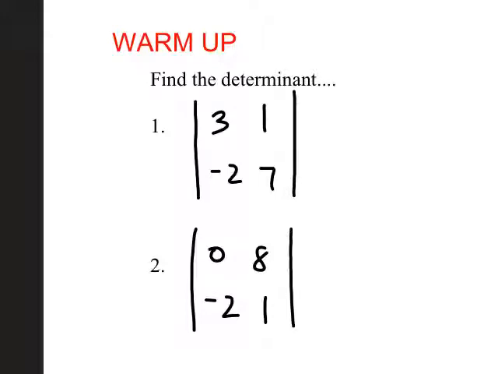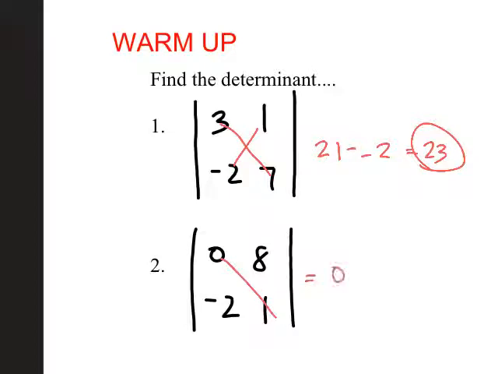And your answers. So remember, you do the down diagonal product minus the up diagonal, so that's minus -2. You end up with a 23. And this one you end up with a 0 minus -16, so you end up with a 16.